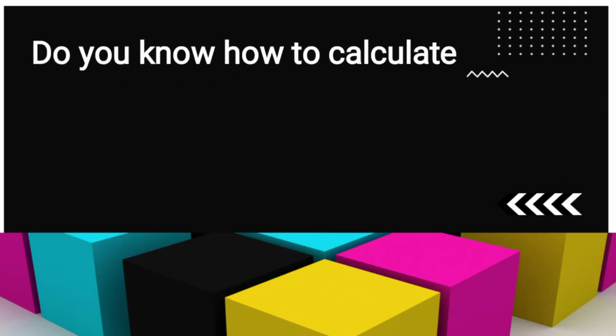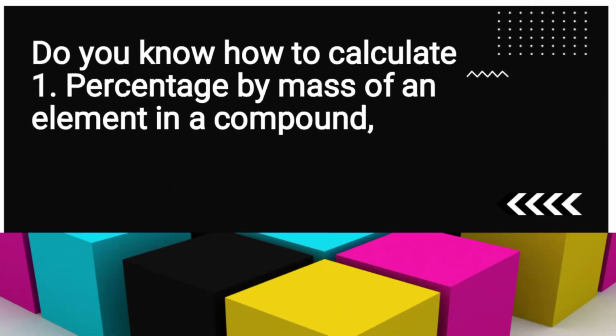So do you know how to calculate the percentage by mass of an element in a compound? For instance, if you have sodium hydroxide, sodium is Na, oxygen is O, and H is 1. So H is 1, oxygen is 16, and Na is 23. If you add them together, it will give you 40. Then when we want to calculate the percentage of sodium in sodium hydroxide, we're going to have 23 over 40 times 100. You will get that.